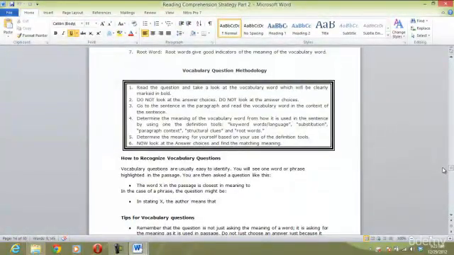Vocabulary questions. With vocabulary questions, the easiest thing I can tell you is we suggest you just learn a lot of vocabulary. The more vocabulary you know, the easier these questions are. Now, there are some things that can help you with vocabulary questions: understanding context, root words, structural clues, substitution. All those really help you discover how to do vocabulary questions.